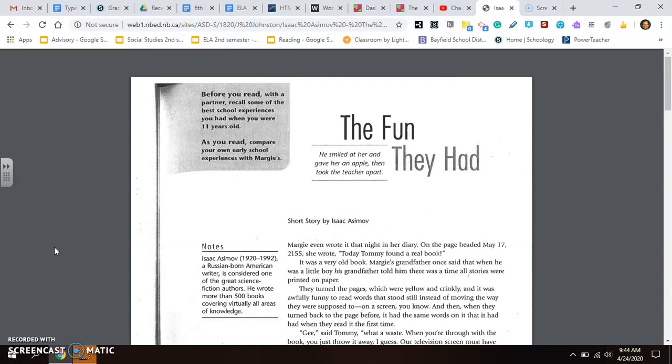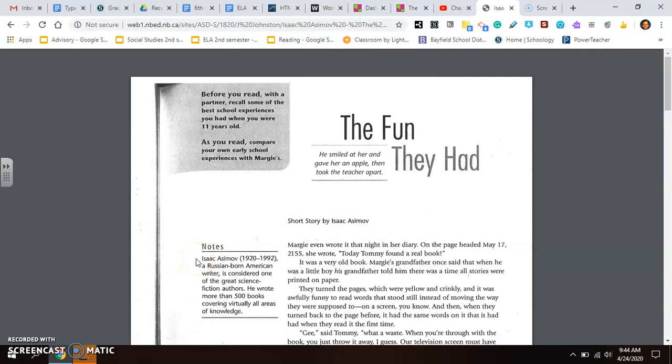Before you guys read, obviously you don't have a partner there, but think about some of your best school experiences from fifth and sixth grade, and think about some of your school experiences with the girl in the story, Margie's experiences. This story was written by Isaac Asimov.